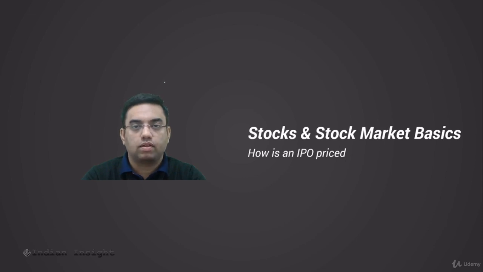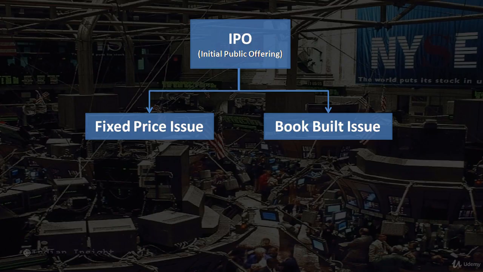Welcome back. In this video, we are going to look at how an IPO may be priced. Now, the details of how IPOs are priced might vary slightly from country to country. However, broadly we can say that there are two ways in which an IPO may be priced. These are the fixed price issue or the Dutch auction. Let's look at them one by one. Starting with the fixed price issue.